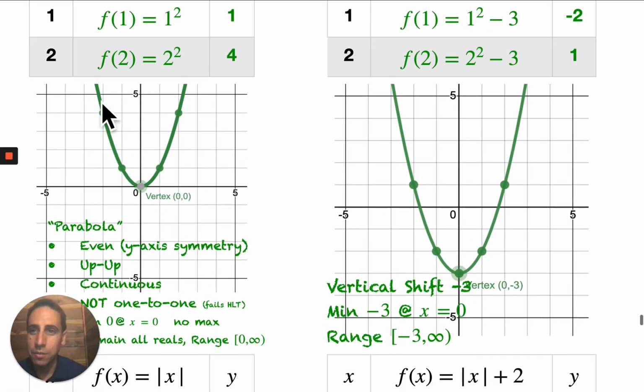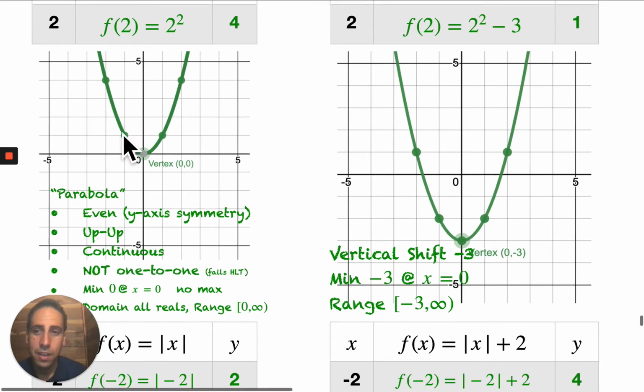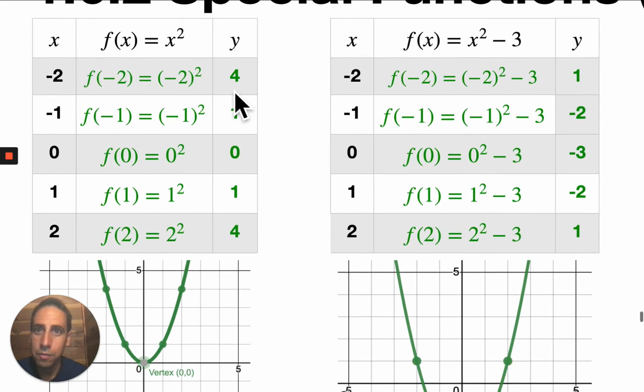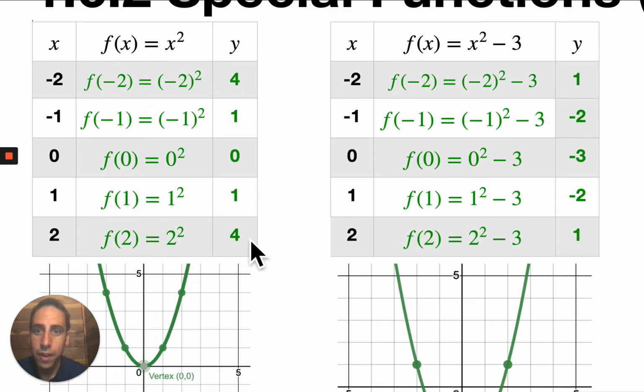It is continuous, meaning you can draw the entire shape of a parabola with one fell swoop of your hand. No breaks, no needing to lift your pencil up anywhere. It is not one-to-one, though. It fails the horizontal line test. You draw a horizontal line and you hit 2 points. You'll hit 2 points up here. You'll even see them repeated on the graph. The output of 4 gets repeated twice. The output of 1 gets repeated twice. You can't say that the output of 4 has only one input.